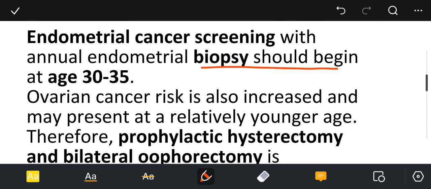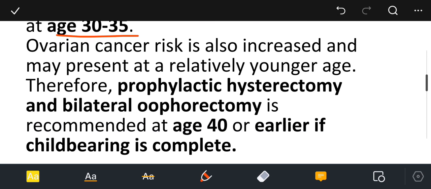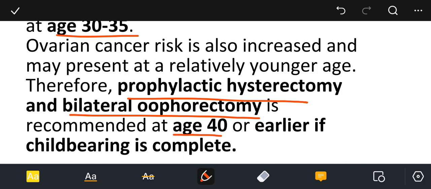Endometrial cancer screening with annual endometrial biopsy should begin at age 30 to 35. Ovarian cancer risk is also increased and may present at a relatively younger age in patients who have Lynch syndrome. Therefore, prophylactic hysterectomy and bilateral oophorectomy is recommended at age 40 or earlier if childbearing is complete.